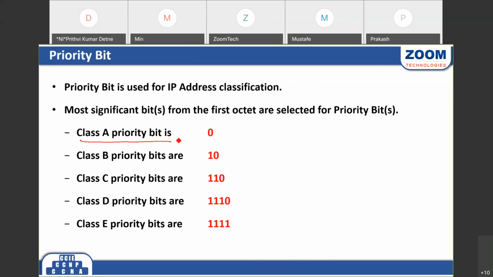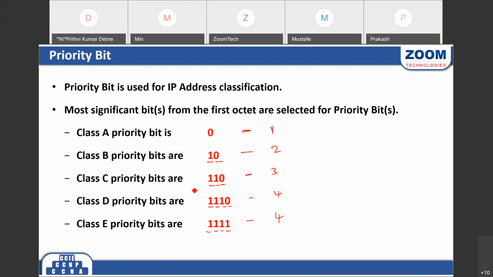The class A priority bit is a 0 from the first octet. Class B bits are 10 from the first octet. The total number of priority bits for class A is 1. For class B, 1 0 means 2 bits. For class C, 1 1 0 means 3 bits. For class D, 1 1 1 0 is 4 bits. For class E, 1 1 1 1 is 4 bits, right?